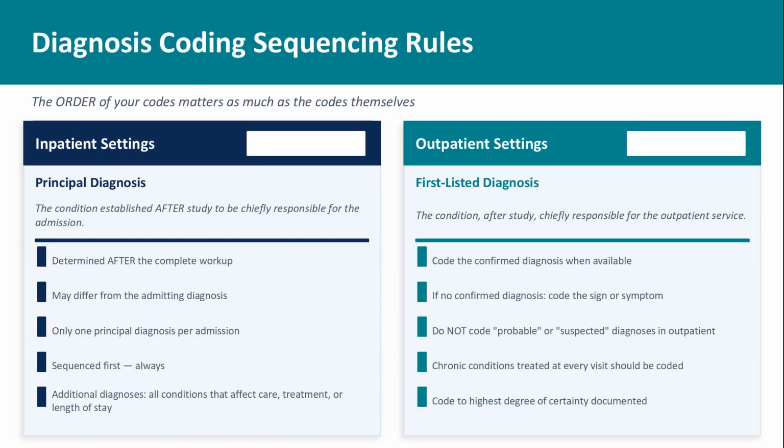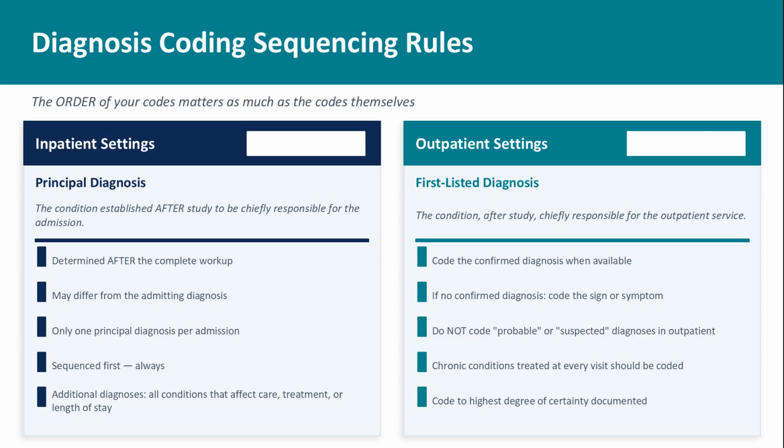For outpatient settings, clinics, physician offices, urgent care, the term is first listed diagnosis. This is the condition that, after study, is chiefly responsible for the outpatient encounter. One critical difference for outpatient: you do not code probable, suspected, or rule out diagnoses in outpatient settings. If the doctor isn't certain of the diagnosis, you code the sign or symptom instead.